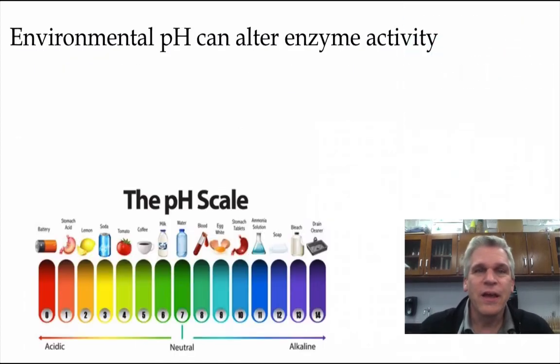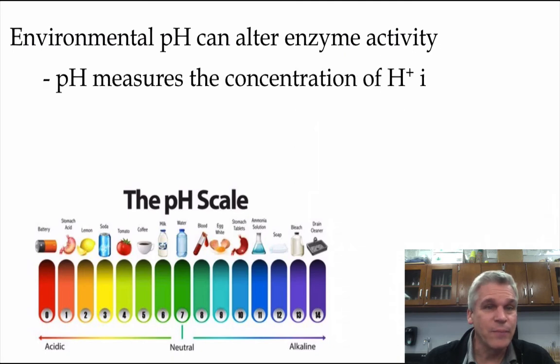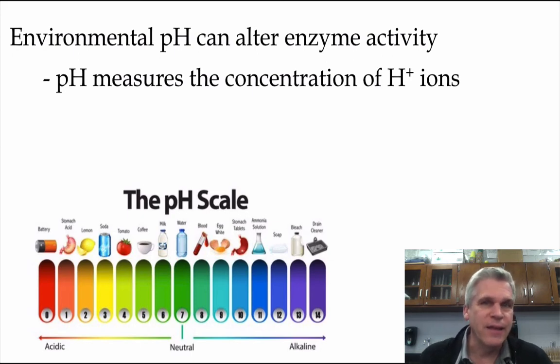Now, pH is another environmental factor that can alter the enzyme activity. Remember that pH measures the concentration of hydrogen ions. We measure it on a scale of 0 to 14. Anything below 7 is acidic. Anything above 7 is basic. The more hydrogen ions that a substance has, the lower the pH, the more acidic it's going to be.